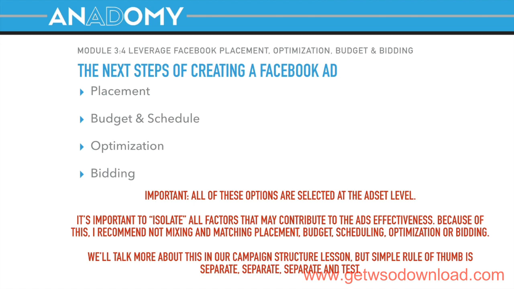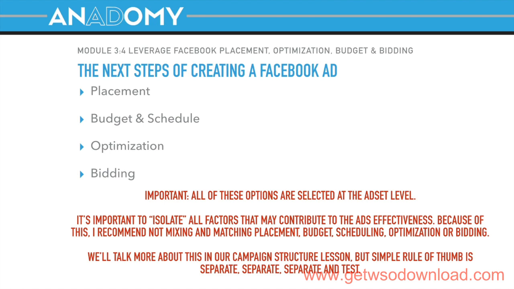Now, it's important to know this because by default, Facebook will give all placements as a default option when you create your ads. If you plan to run on both mobile and on desktop, always separate them at the ad set level. We will talk more about this in our campaign structure lesson, but a good simple rule of thumb is to separate, and always test.